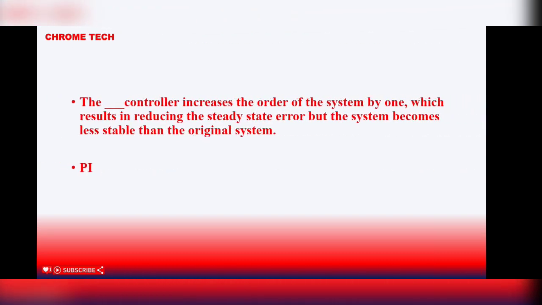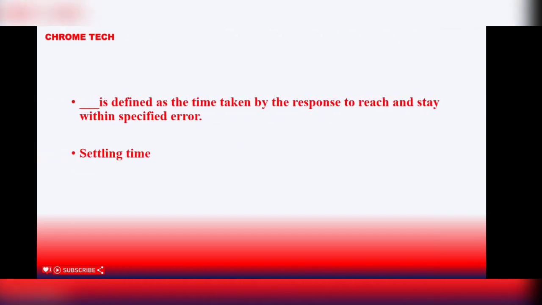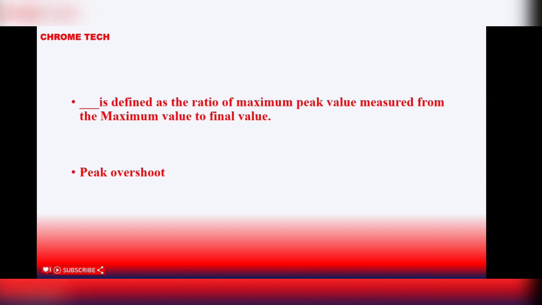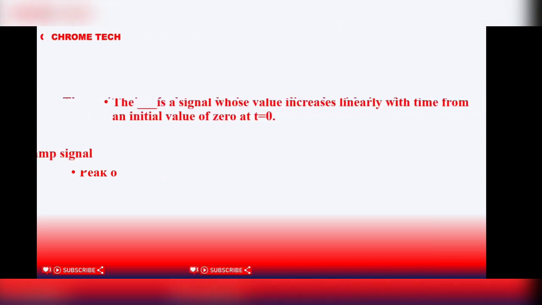The dash controller increases the order of system by 1, which results in reducing the steady state error, but the system becomes less stable than the original system. PI controller increases the order of system by 1. PI controller. Next question. Dash is defined as the time taken by the response to reach and stay within specified error. Settling time. Dash is defined as the ratio of maximum peak value measured from the maximum value to final value. Peak overshoot is the correct answer.